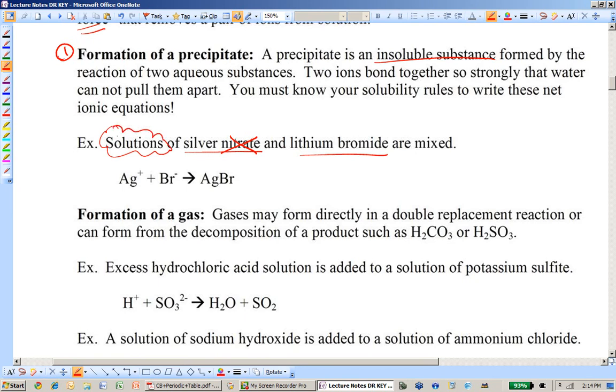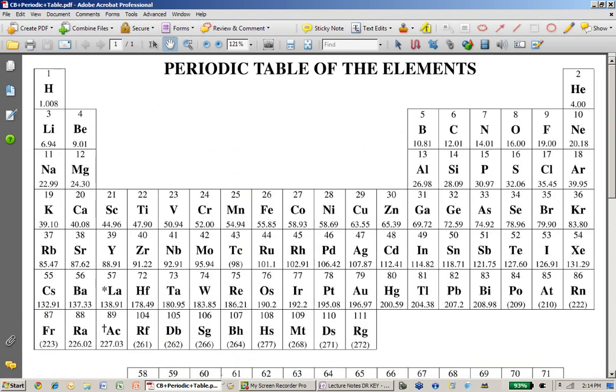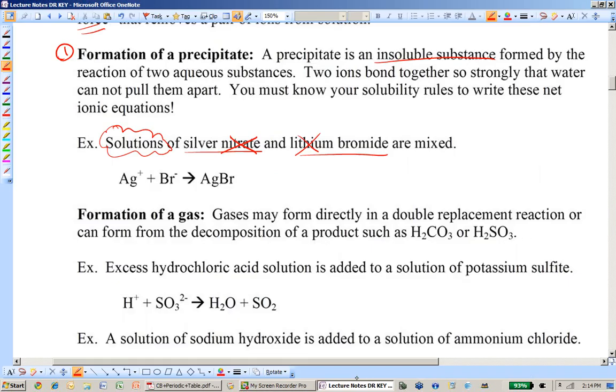And then, so what would I make? I also know that all 1A metals are soluble. And I realize that you do not have the periodic table memorized, but you do have one handy. If you don't, I'll wait. Go ahead, pause me, get one. But here's lithium right there in the 1A's. So I know good and well that that's soluble. So the only thing that can be made is silver bromide. And I had a solubility rule for that too.